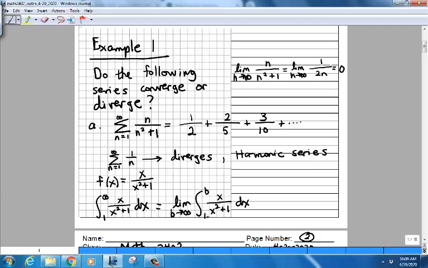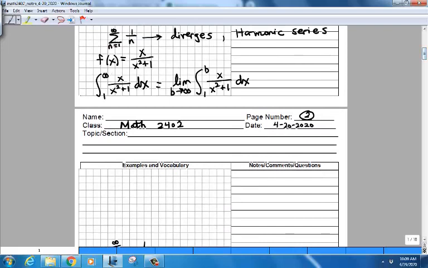And now to compute this definite integral from 1 to b, I need to find the antiderivative of x over x squared plus 1. Let's see if I left myself enough room here to do this. Oh, I think I did. So how do we find this antiderivative of x over x squared plus 1? I think we're going to do this by substitution. Let u be x squared plus 1, and if we do that, that means du dx is 2x, which is very close to the x in the numerator here. So that gives me a good feeling that I'm going to be able to integrate this by substitution.